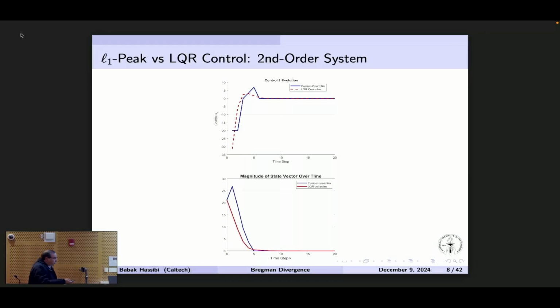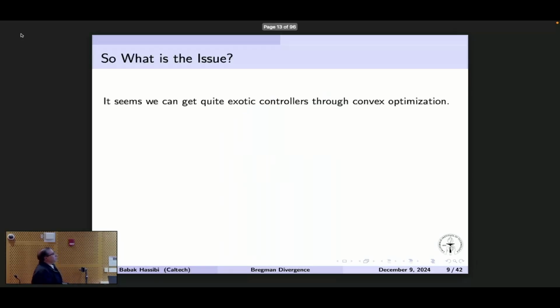So, why am I even giving this talk? I just showed you can put convex costs, and you can get behaviors that are qualitatively different than what you get with an LQR controller. And there may be reasons why you want to do this. I might have a control system where, in fact, I do have a peak constraint on the control. So these make sense from a practical point of view, certainly. So what is the issue? Why am I giving a talk?